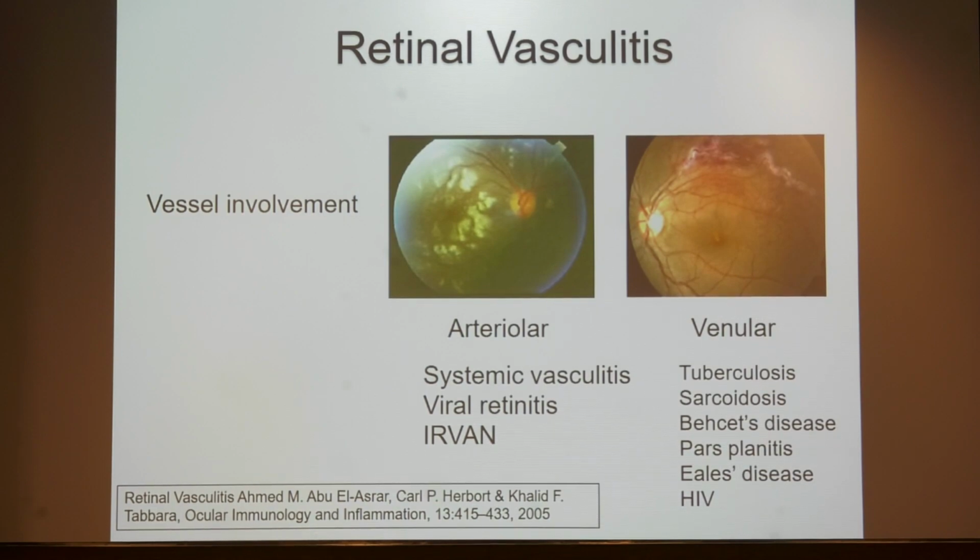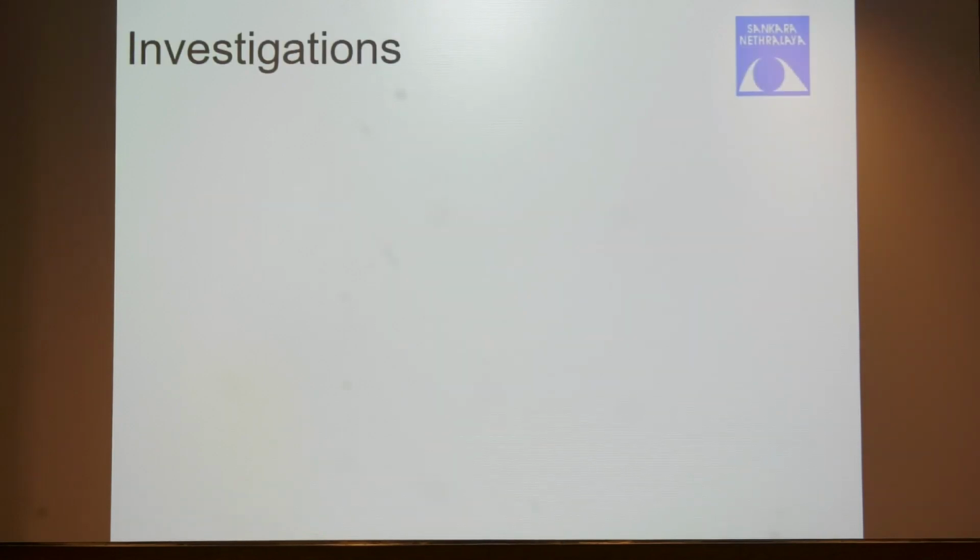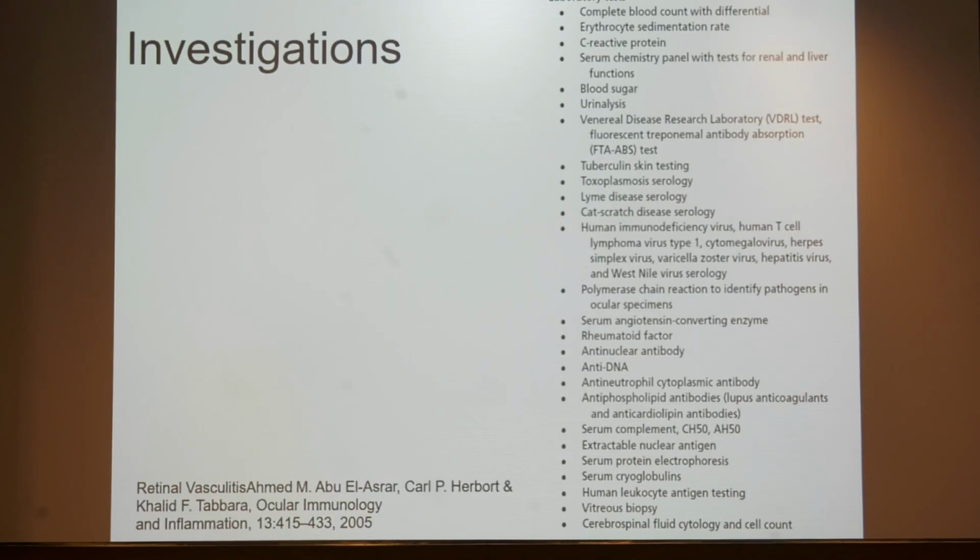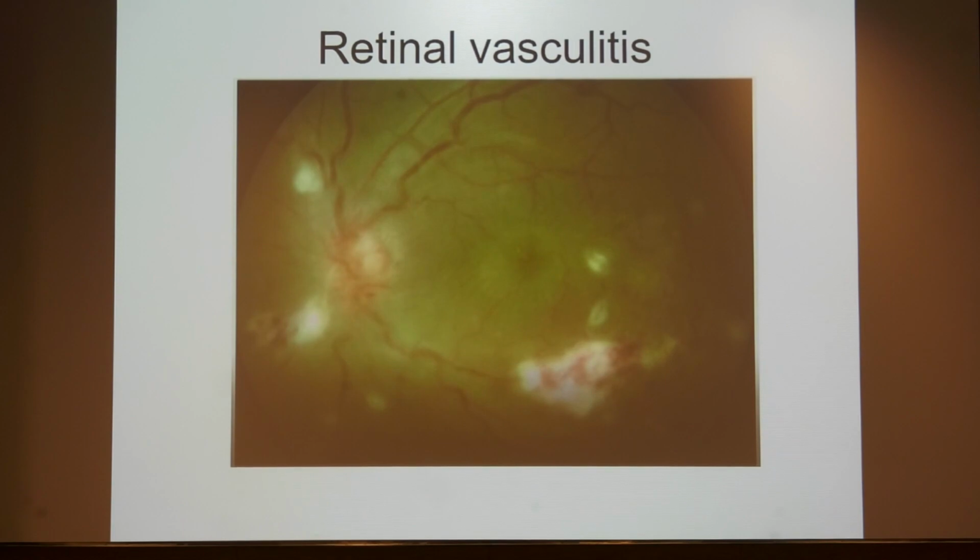For retinal vasculitis, again, the involvement could either be arteriolar or venular. So we know that all the systemic vasculitides and the viral retinitis can cause arteriolitis, whereas TB, sarcoid, Behçet's, pars planitis, they will involve the venules, so it causes a phlebitis. So would we be doing all these tests? No. So let's see a few examples.